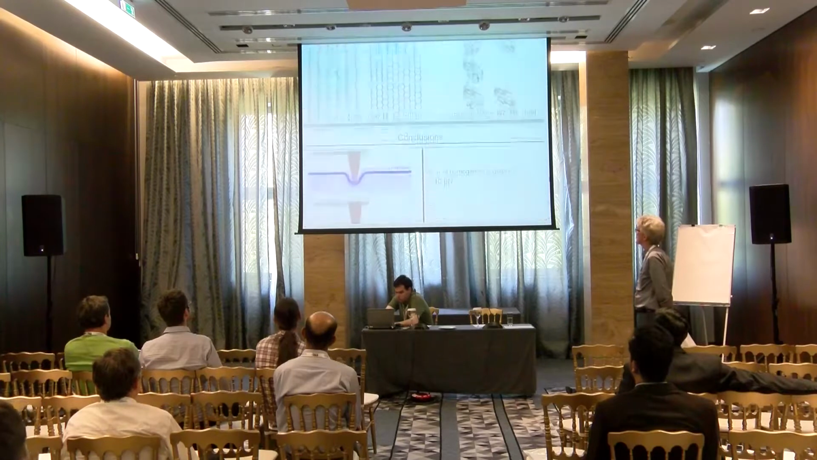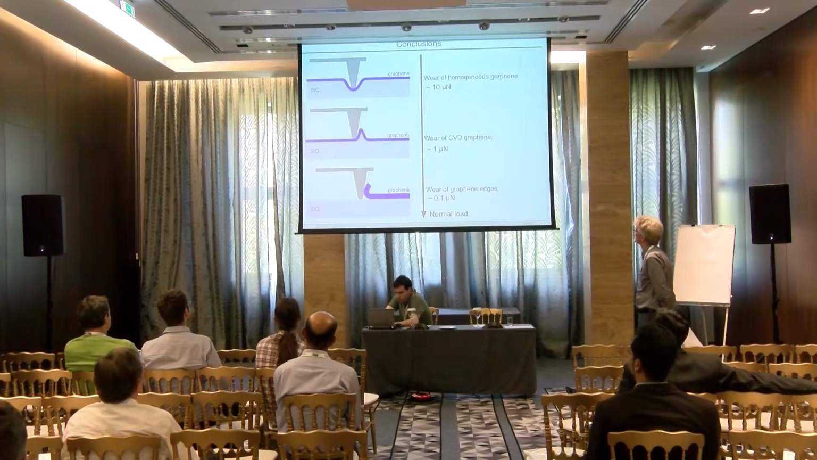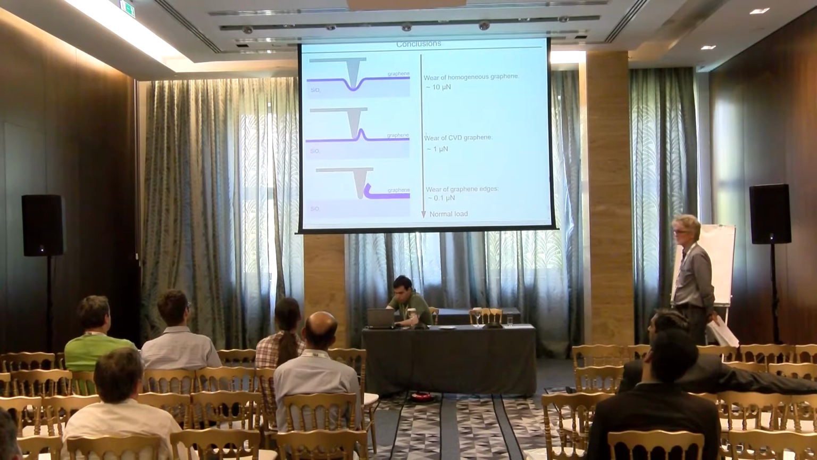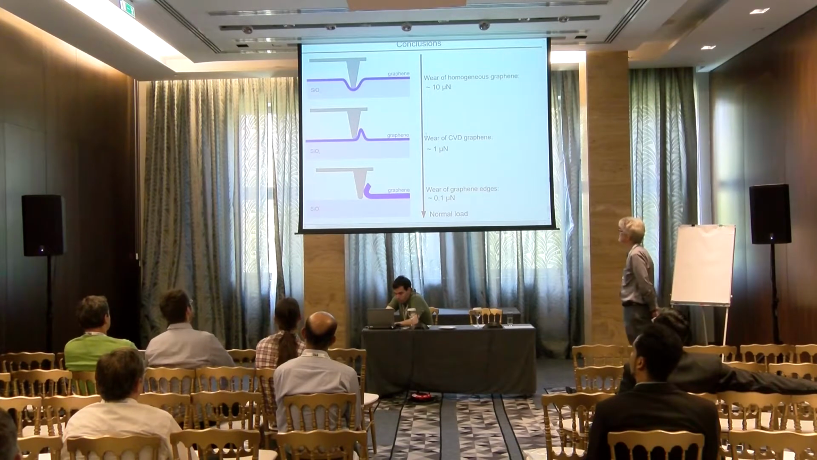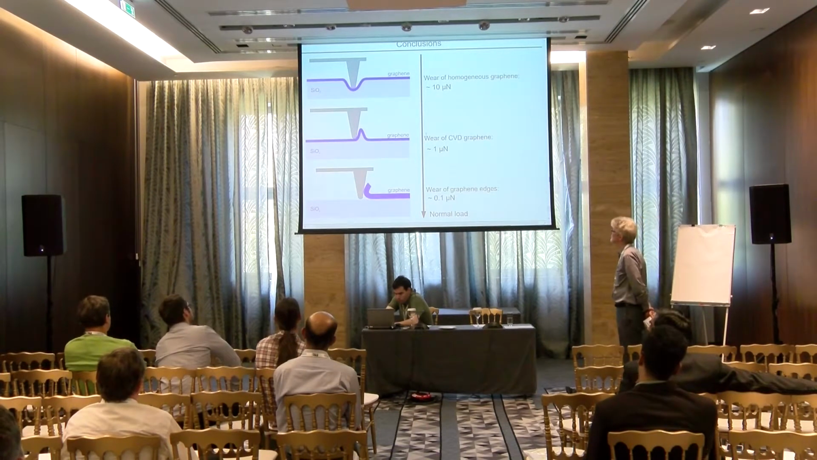Okay. And as a conclusion, we believe that graphene could be used as an efficient protective coating at the nanoscale. We measured that the normal force which initiated wear for homogeneous graphene was around 10 micronewtons, but the problem arises if you have some defects such as graphene wrinkles or exposed graphene edges, then this normal force decreases by at least 1 or even 2 orders of magnitude. So this is a problem which should be solved.